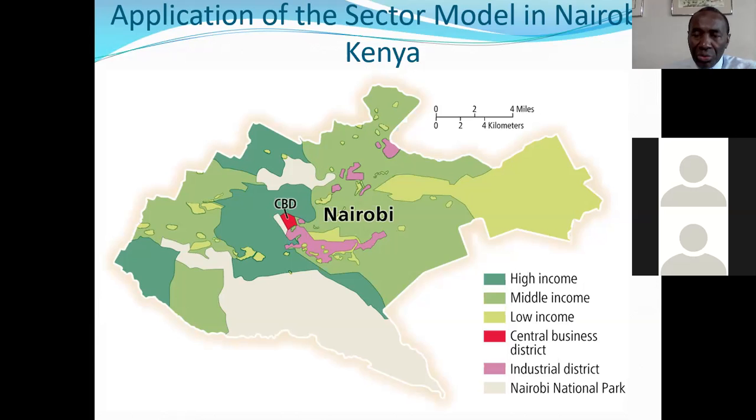Then where do the middle income people live? They live around here and here. Where do the very poor live? Notice the very poor live in the outer suburbs, but they are very poor. Most of these live in what is called slums or illegal settlements.